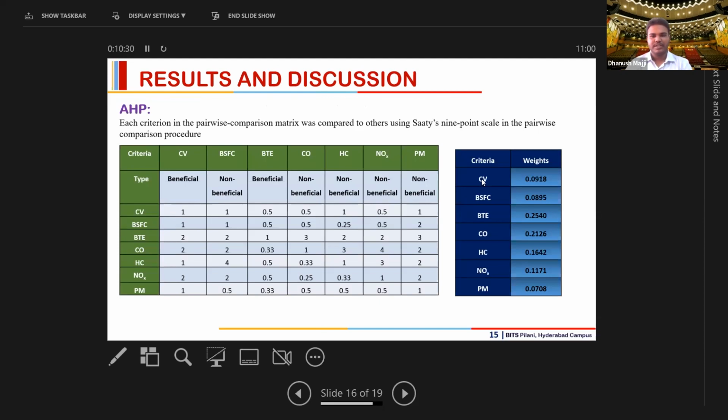Now the question is whether these weights are consistent or not. This will be assessed by the consistency index and consistency ratio. If the consistency ratio is less than 0.1, then the weights are satisfactory, which we satisfied with the value of 0.937, which is less than 0.1. Hence, the degree of consistency is satisfactory, and these weights can be used for our MCDM framework.